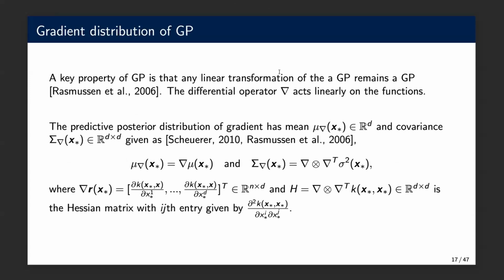Right, and next we think about the gradient distribution of the GP. A key property of a Gaussian process is that any linear transformation of a Gaussian process remains a Gaussian process, and the differential operator nabla acts linearly on these functions. So the gradient can be obtained by applying the differential operator to the functions. The predictive posterior distribution of gradients is Gaussian, with the mean and covariance matrices expressed in this way.